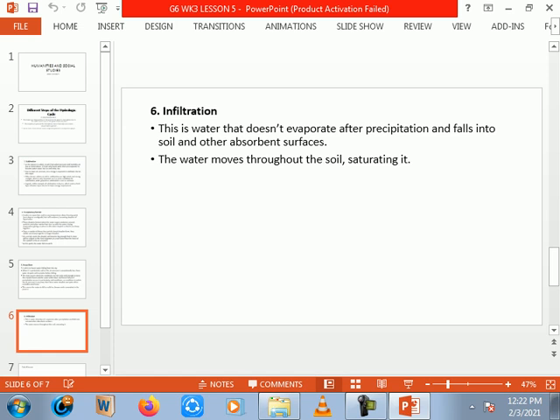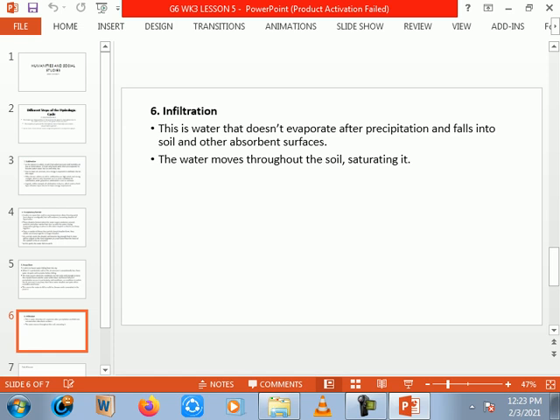Step number 6 is about infiltration. All these steps, remember, we are taking them from the picture that I sent about the hydrological cycle. So there are steps taking place in that hydrological cycle, and that is what we are looking at now, the steps of the hydrologic cycle. So this step is step number 6, which is infiltration. This is water that doesn't evaporate after precipitation and falls into soil and other absorbent surfaces. The water moves throughout the soil, saturating it.